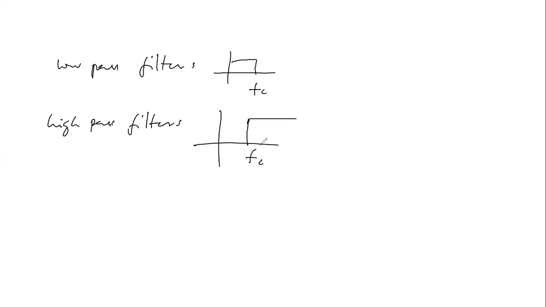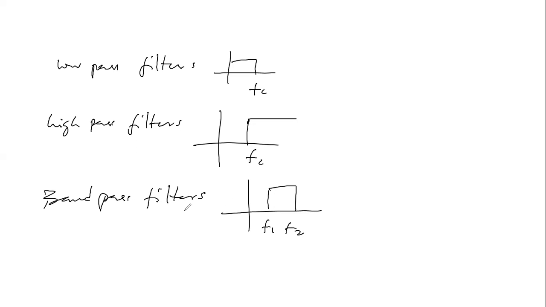We use it to remove DC or low frequency drift, and for edge detection and enhancement. Then we also have band pass filters. We'll have something like this. We have F1, F2. So it removes all information outside this range of frequencies, okay? So we use this for tuning in radio stations and audio graphic equalizers.